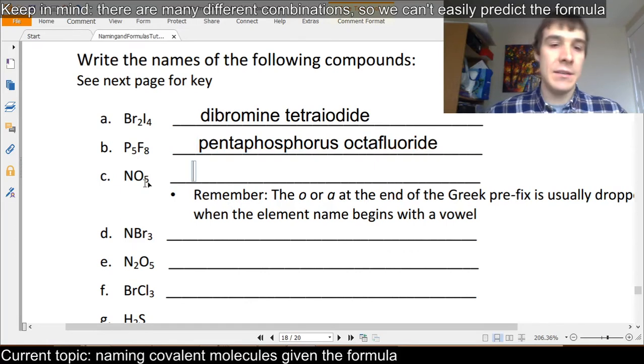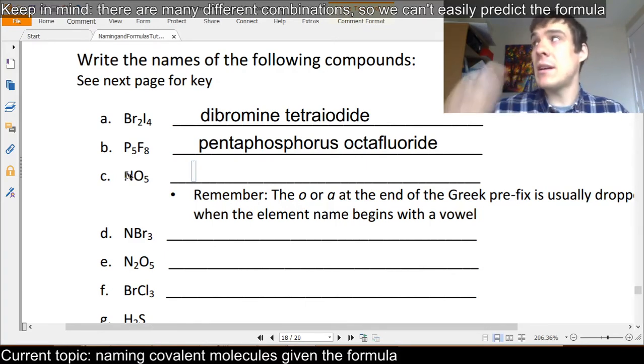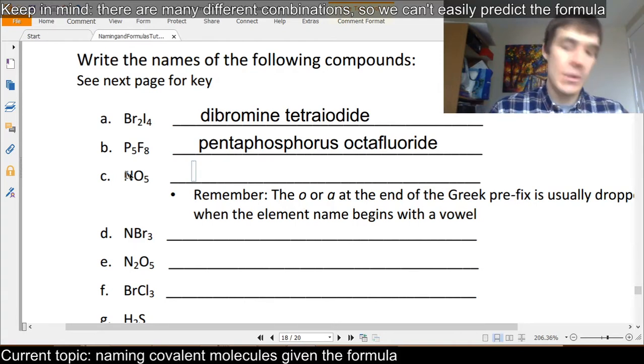NO5 is going to introduce some exceptions to the rule. When there's only one thing at the start, we don't write mono, just to save space, basically. So think about carbon dioxide, right? There's 1 carbon and 2 oxygens, but we don't write monocarbon dioxide. We just write carbon dioxide. That's the easiest way that I can remember it in my head.